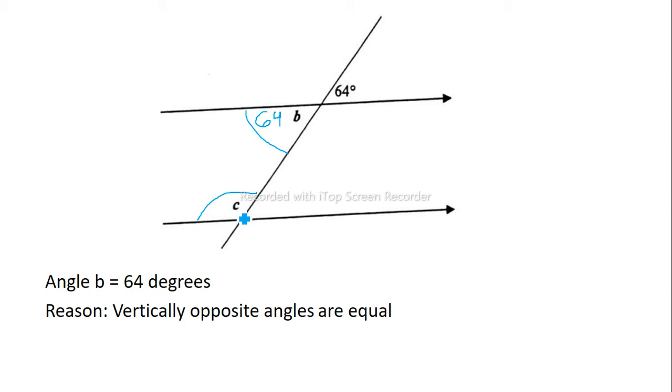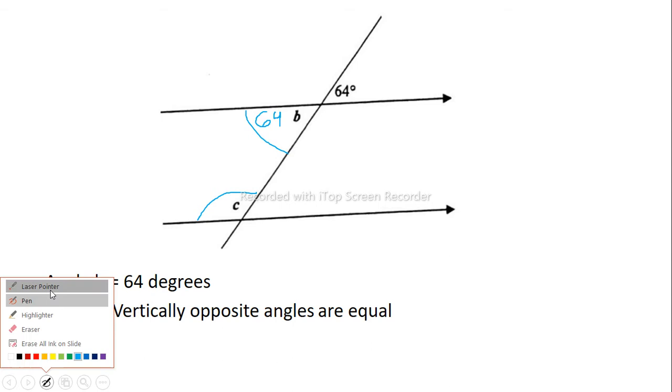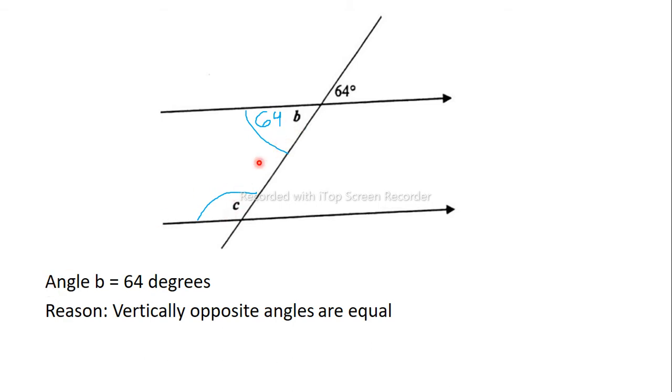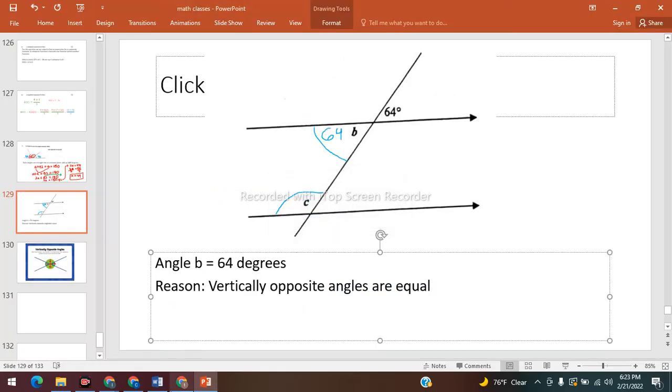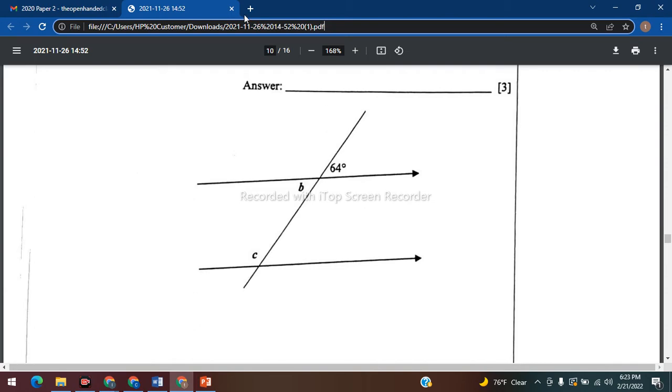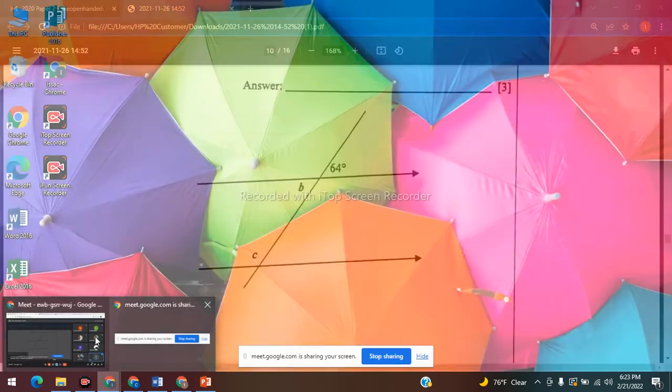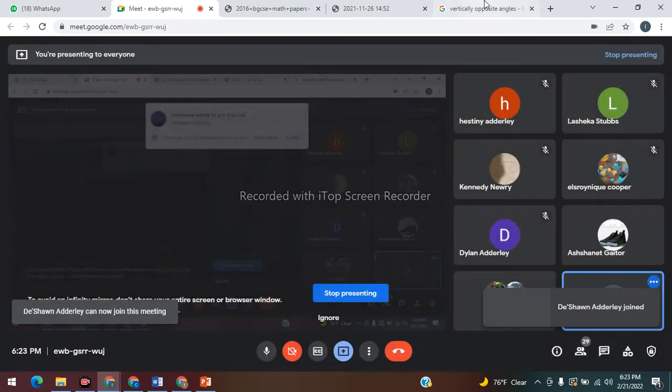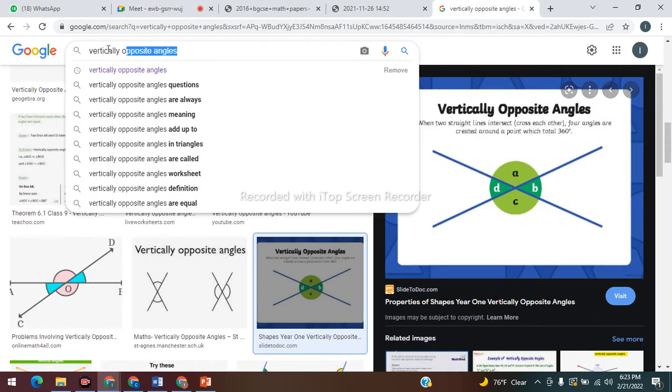The idea is that they are co-interior angles. So angle B and angle C are what we call co-interior angles. And co-interior angles add up to what? 180 degrees. Okay? So that's the idea right there. Let me show you what I mean so it can be very clear to you. Co-interior angles.